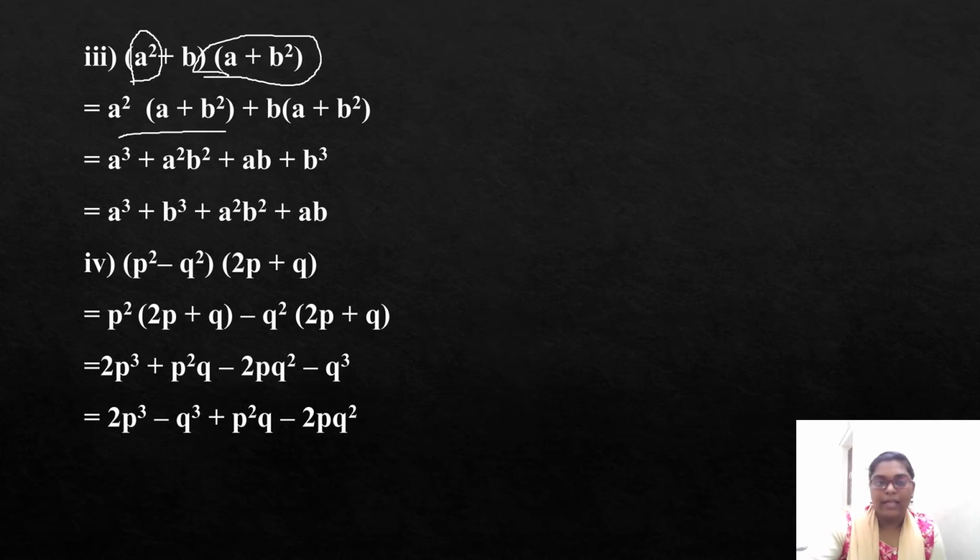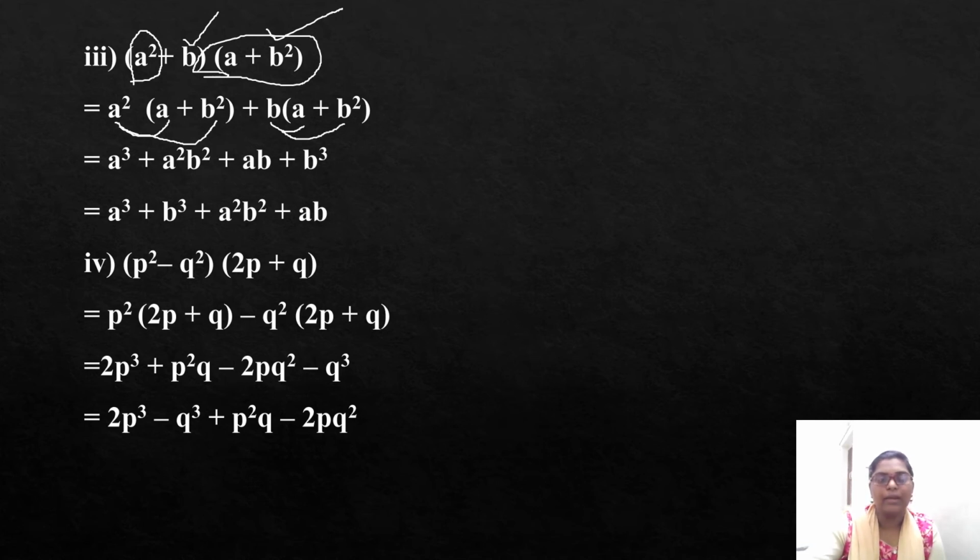Right? Next, in between with a plus sign, take this number B and multiply it with the full term, A square plus B square. Now multiply: A square into A is A cube, A square into B square is A square B square, plus B into A is AB, B into B square is B cube.